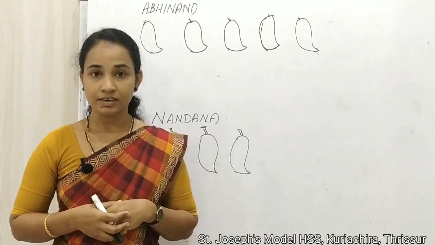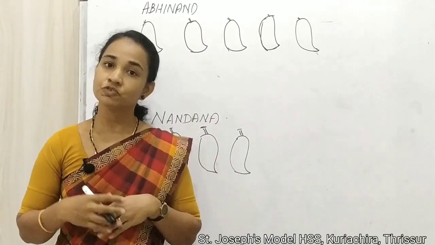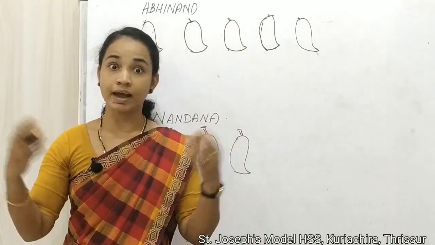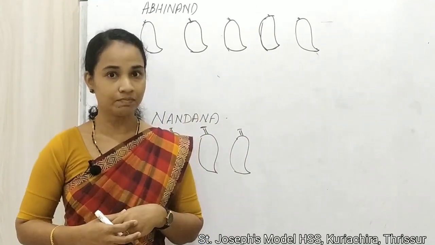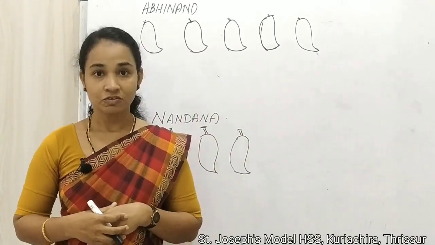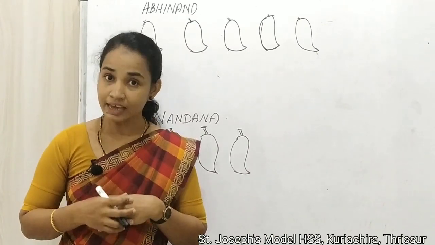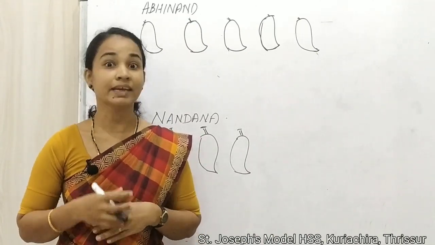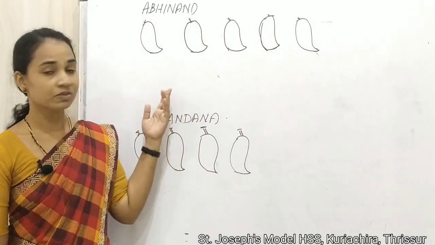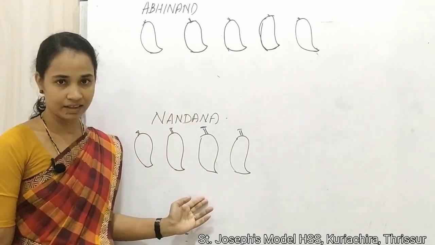As they reached there, their friends came there. And they together went out to play. And they were playing under a big mango tree. While they were playing, they saw lots of mangoes. So they began to gather the mangoes. After gathering the mangoes, they began to count it. Now, here are the mangoes collected by Abhinand and Nandana.